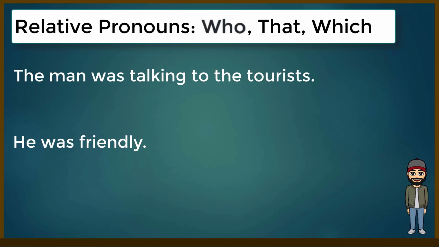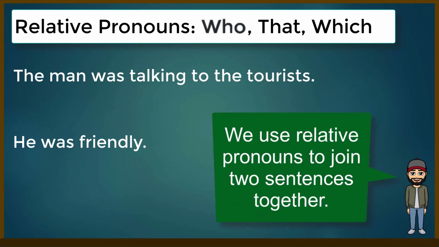The man was talking to the tourists. He was friendly. هذه الآن جملتان مختلفتان. These are two different sentences. We use relative pronouns to join two sentences together. نستخدم ضمائر الوصل لكي نصل ما بين جملتين.